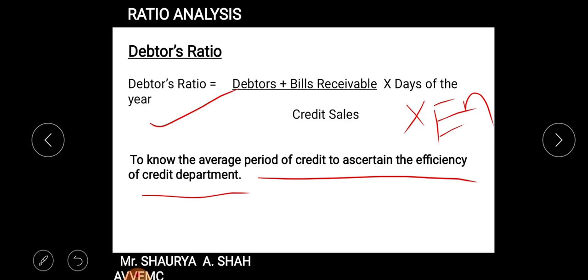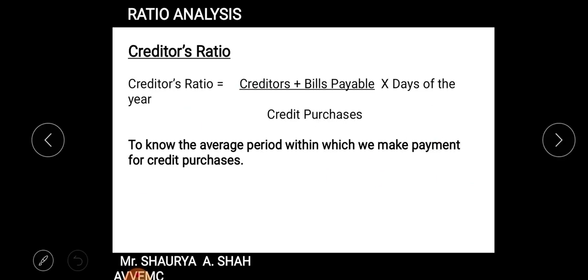Fine. So till now we have seen stock turnover ratio, we have seen debtors ratio. Now the next is creditors ratio. Dear students, same like your debtors ratio, our business is also purchasing from creditors, the persons from whom you purchase on credit. So creditors ratio is similar to the debtors ratio.